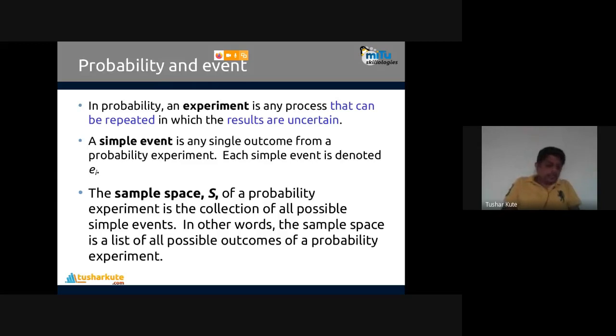Out of that, the first one is probability and event. That's what we need to remember. A probability experiment is any process that can be repeated in which the results are uncertain, just like flipping a coin. You flip a coin 100 times, repeated, first, second, third, fourth, fifth, and you have counted that you got head 60 times and tail 40 times. So 60% probability is there for head and 40% for tail. Something we generally call possibility. That's the experiment.